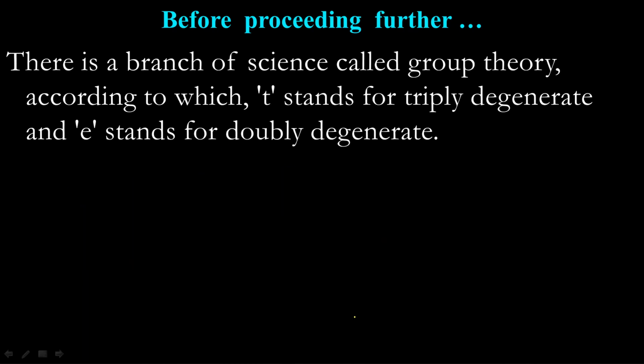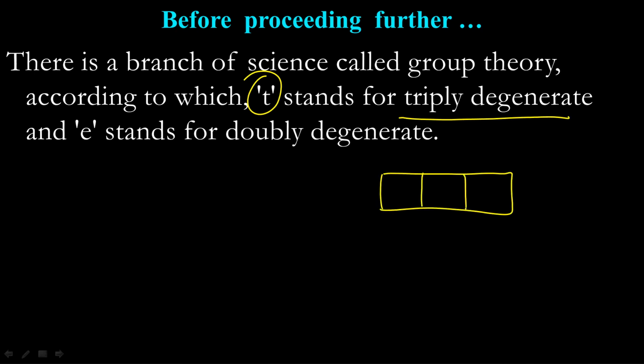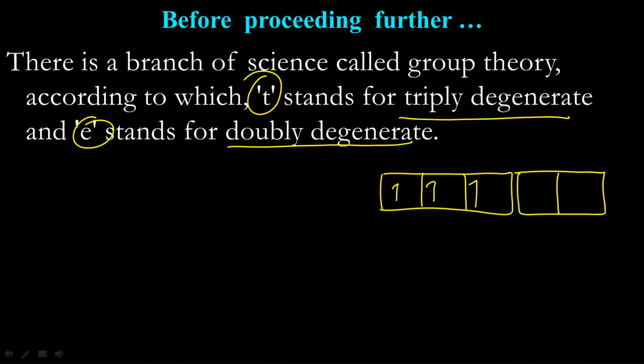Before proceeding further, we just need to know that there is a branch of science called group theory. Group theory means we group the orbitals together, in which T stands for triply degenerate, meaning three are degenerate, they have the same energy. And E stands for doubly degenerate, meaning the remaining two will have equal energy. So this is called Eg, this is called T2g. This is just convention. Don't think that this has a specific meaning.